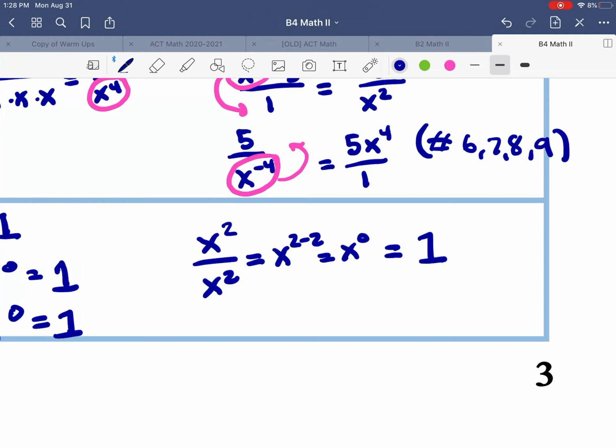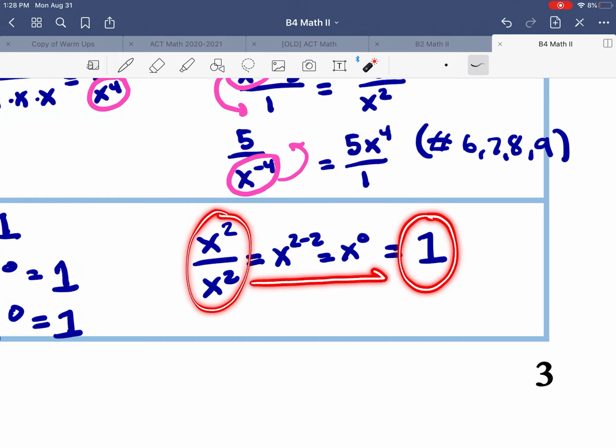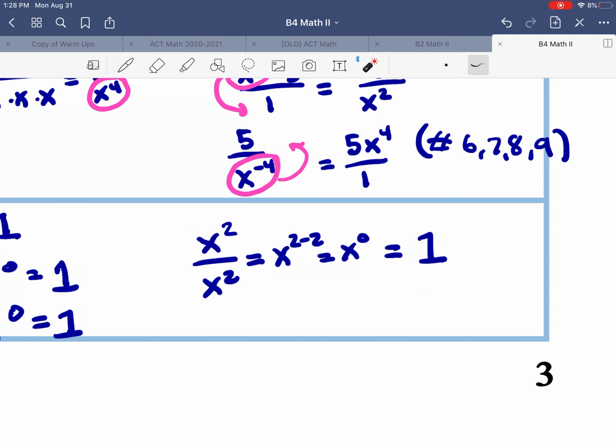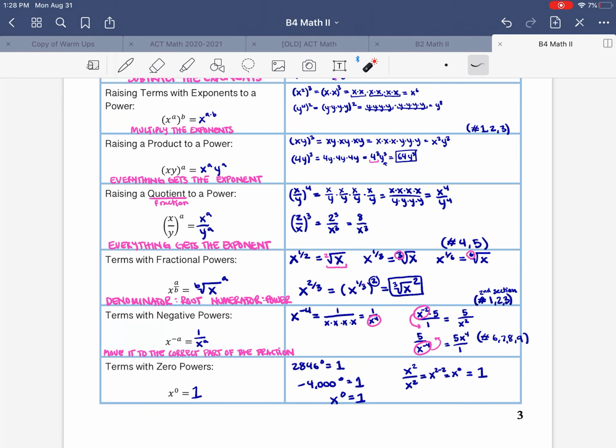And so since they knew that these two things had to be equal, this had to be true as well, which meant that x to the 0 power has to equal 1. This has to be true. So that's just an interesting math tidbit there.